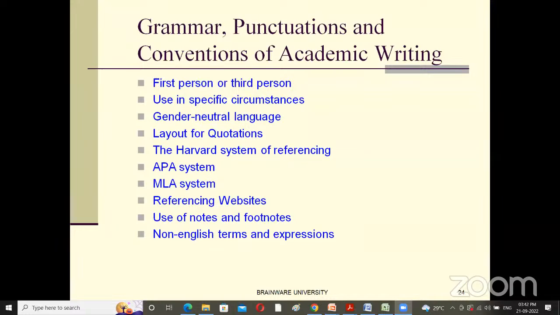Then use of notes and footnotes should be done carefully. Non-English terms and expressions should be taken care of. That is the Latin word for ornamentation. What is the APA system? I am coming to that. Please wait.